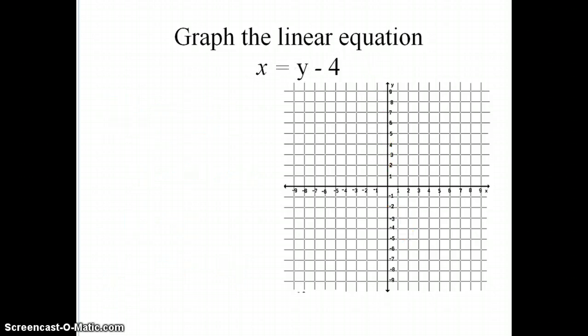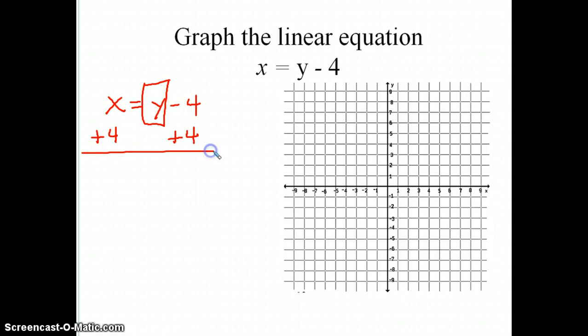Moving on to the next one, I have x equals y minus 4. Once again, this is not in slope-intercept form, so I need to get the y all by itself. This time the y is on the right-hand side. I will be moving the constant term by adding plus 4 to both sides. I have x plus 4 is equal to y.